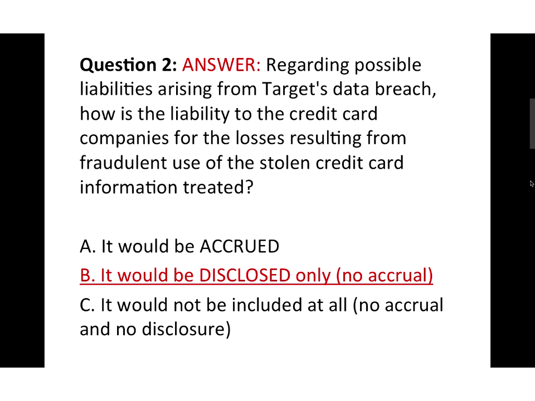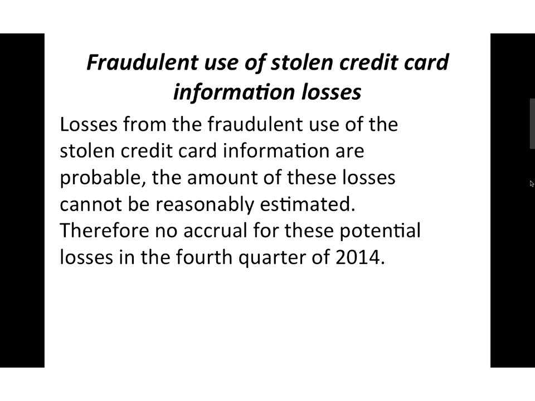A lot of it depends on how well they lock down the numbers and people reject charges and things like that. But they know it's reasonably possible that they're going to have some losses. They just can't estimate them. And then finally, one more. Okay, and that was just the explanation I just said.